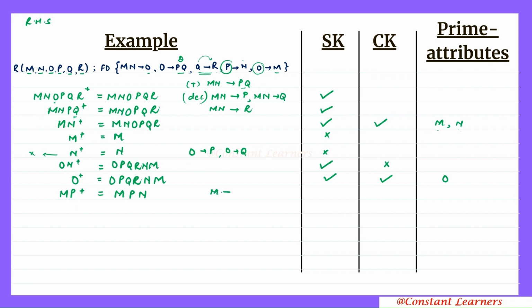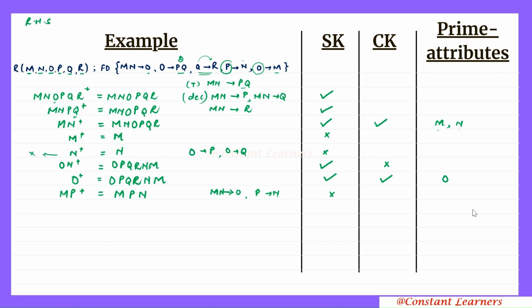MN is determining O and P is determining N. But this combination cannot give us any other functional dependencies. Hence, this is not a super key. Now we cannot have any other combinations here. So we've received two candidate keys. One is MN and the other one is O.